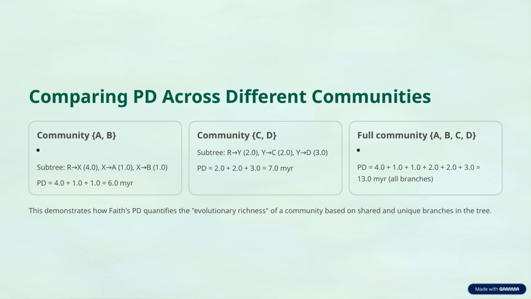Finally, if we consider all 4 species together, A, B, C, and D, the total PD sums up all these branches, including the shared and unique parts. That adds up to 13 million years.